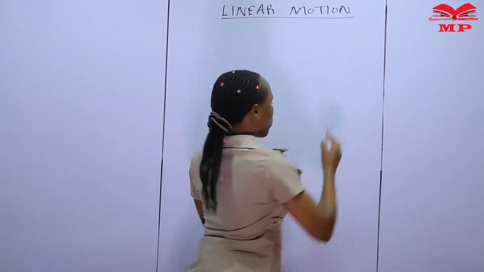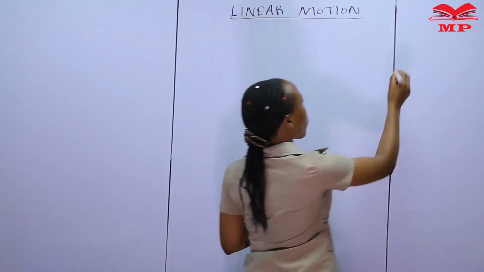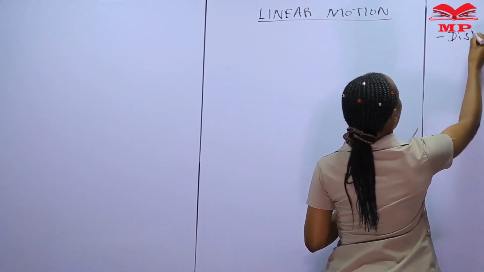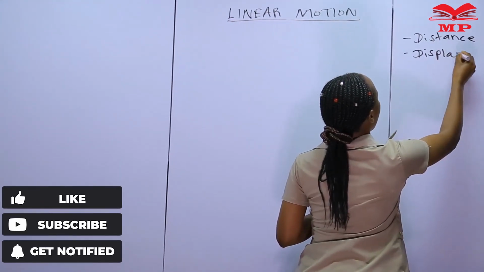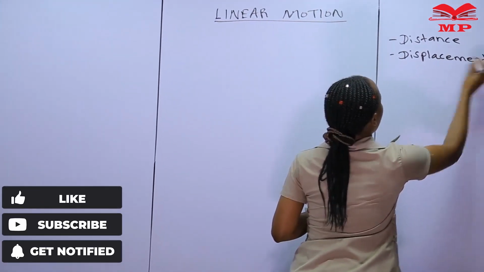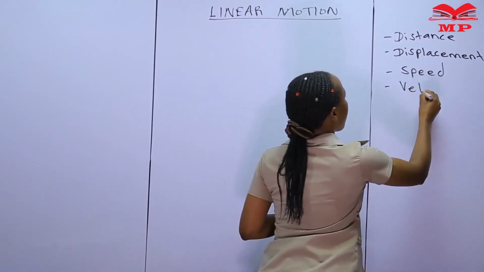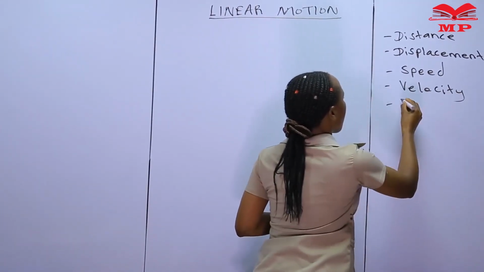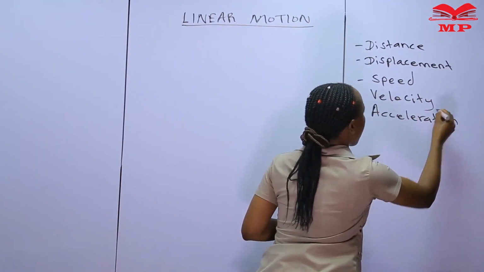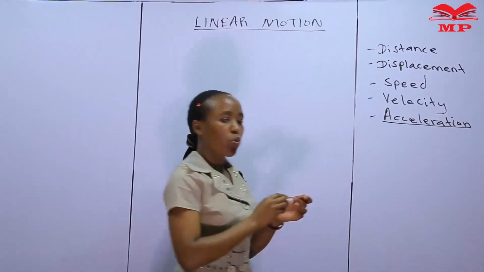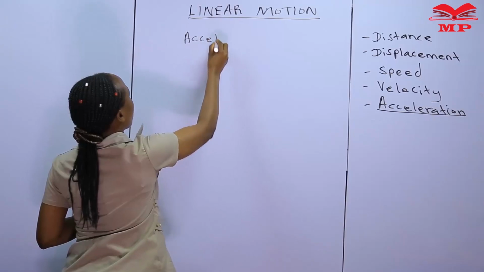And today we are going to define our next term. So far we have defined distance, displacement, speed, and velocity, and we have acceleration as the last term in this topic. So we are going to talk about acceleration today.